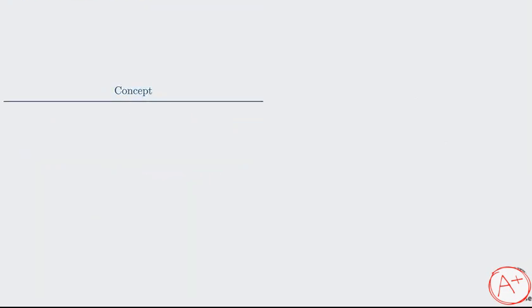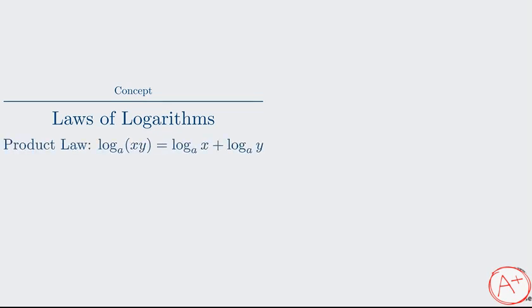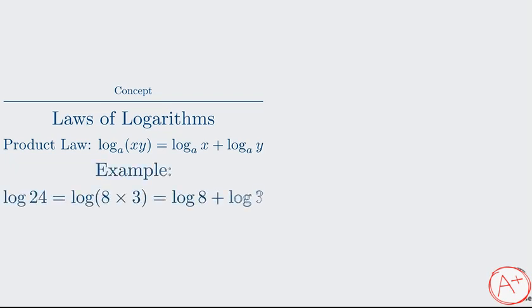To manipulate more complex expressions, we use three fundamental laws of logarithms. These laws are the direct counterparts to the laws of exponents. First is the product law. The log of a product is the sum of the logs. For instance, if you have log 24, you can split it into log 8 plus log 3. This is useful when you need to break down numbers into their prime factors.